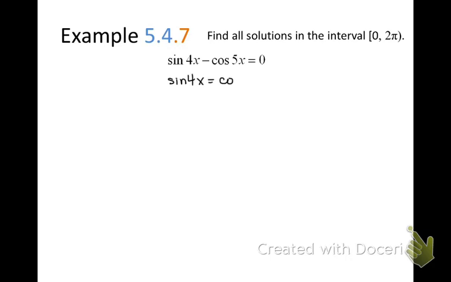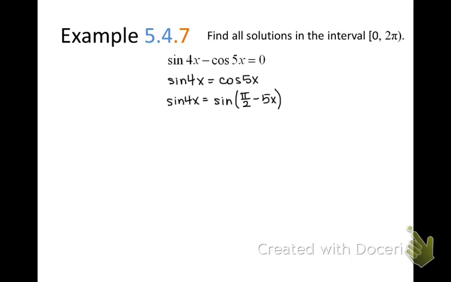So for this technique, you're noticing that these two functions are cofunctions of each other, right? I can write one in terms of the other using that pi over 2 minus the angle. So what I'm going to do is say, well, I can technically rewrite this in terms of the sine by saying that the sine of 4x equals the sine of pi over 2 minus 5x. Do you all agree with that? Okay.